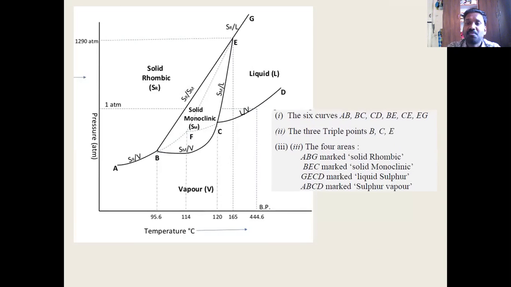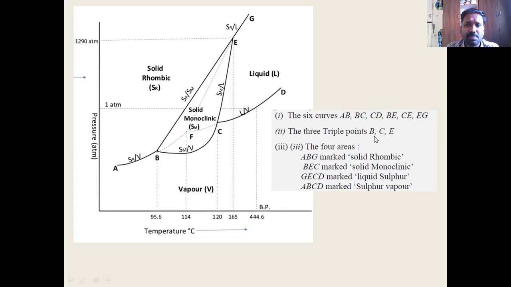So, what are the features of the phase diagram? The elements of the phase diagram which we have to describe. There are 6 curves: A B, B C, C D, B E, C E, and E F. And there are 3 triple points. Please remember, the water system had only one triple point, whereas the sulfur system has 3 triple points.